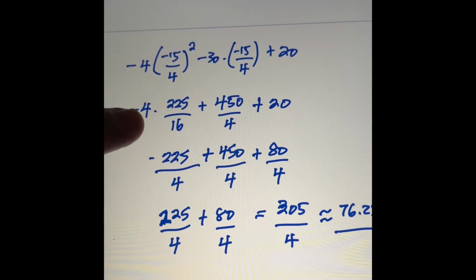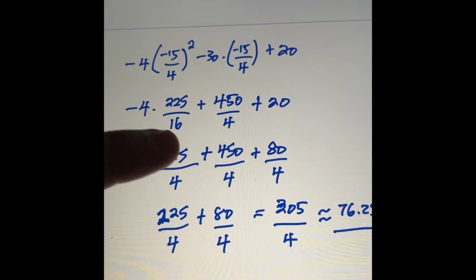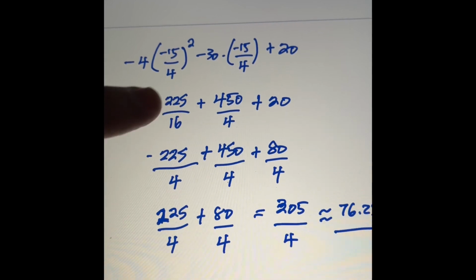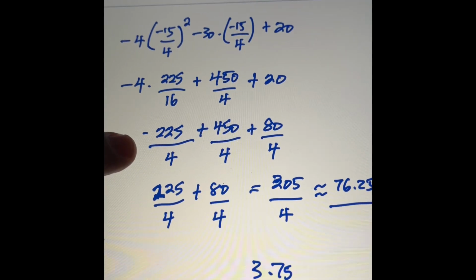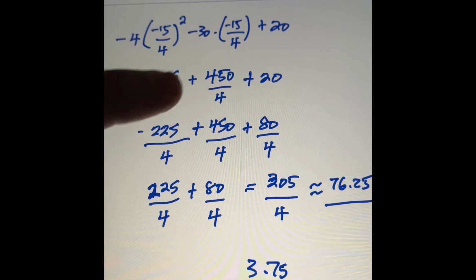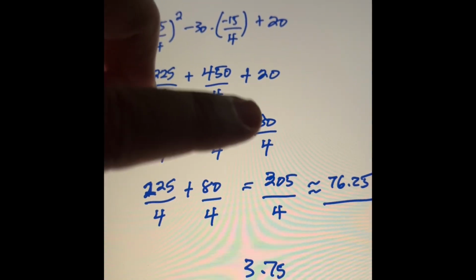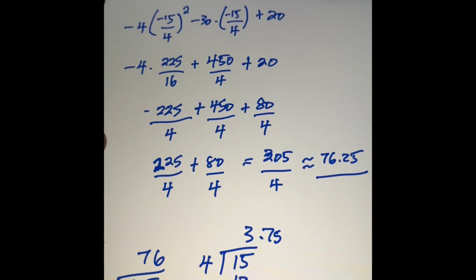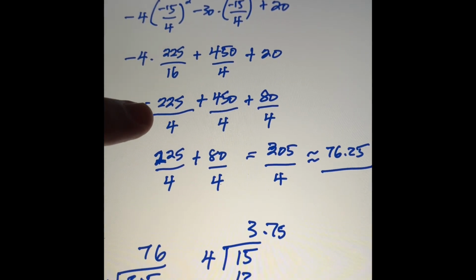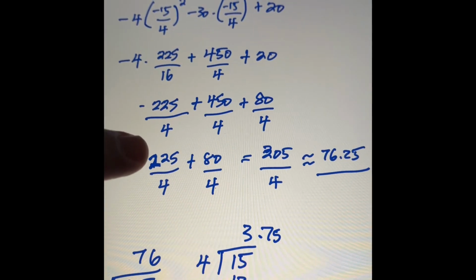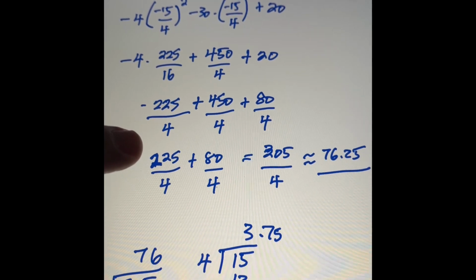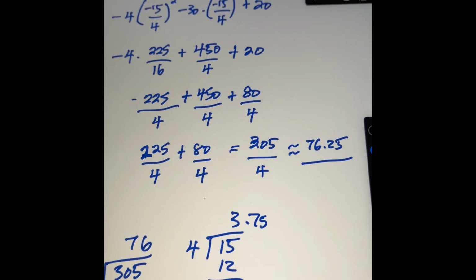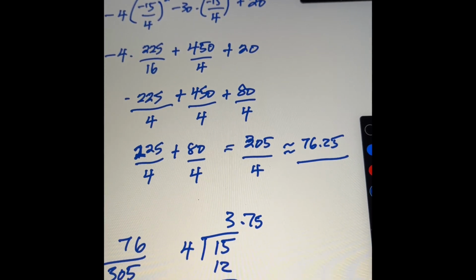Actually, what I did was cross-cancel here because I saw that these had a common factor. So 4 goes into 16 4 times. So I reduced this by canceling. And then I changed the 20 to 80 over 4, that way I would have all denominators of 4. And then I was able to add those together. So negative 225 plus 450 is 225. And then I added that to 80 over 4. Well, that's 305 over 4, which is 76.25.